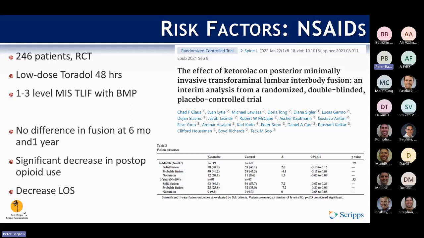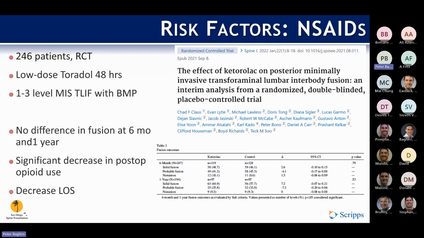And I think this is probably one of the best papers out there in this whole PowerPoint. It was a randomized controlled trial looking at 246 patients that compared just low-dose Toradol for 48 hours afterwards. They were looking at a select patient population of just 1 to 3 level MIS TLIF with BMP supplementation, but it found no difference in fusion at 6 months and 1 year. There was a significant decrease in postoperative opioid use while not compromising level of pain, and a decreased total length of stay in the hospital.